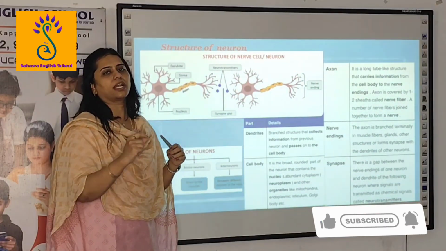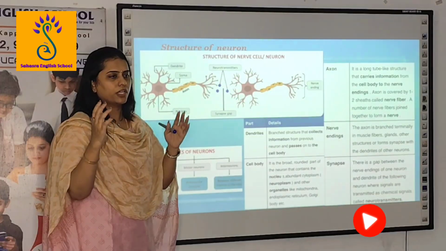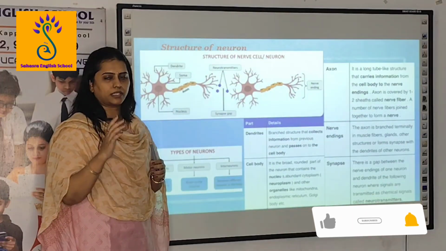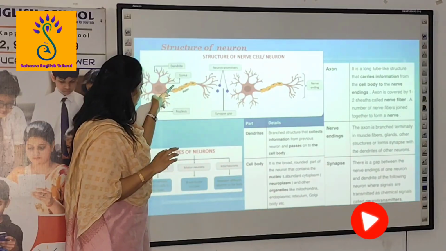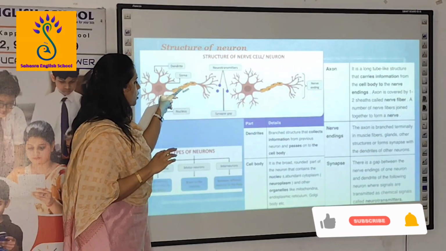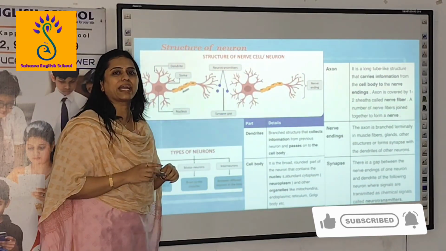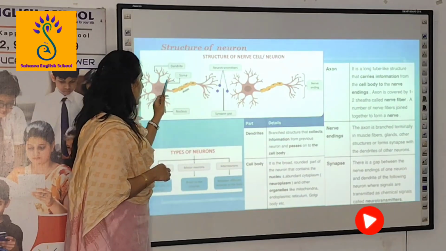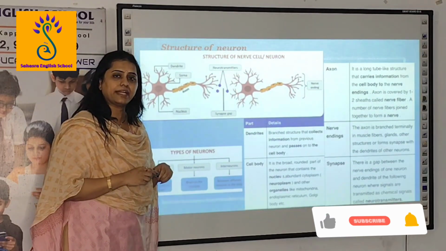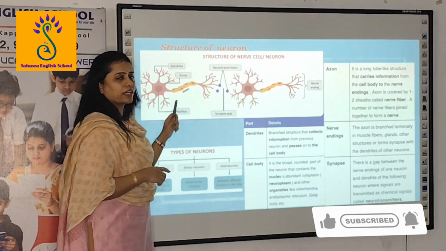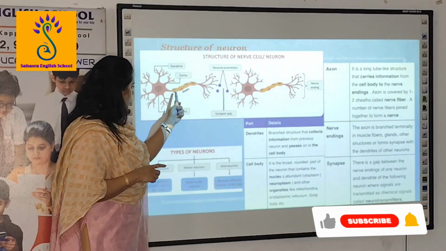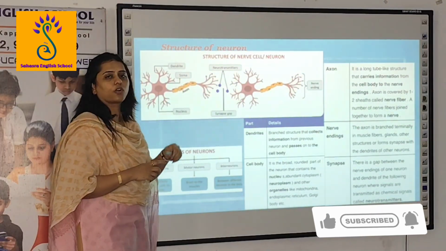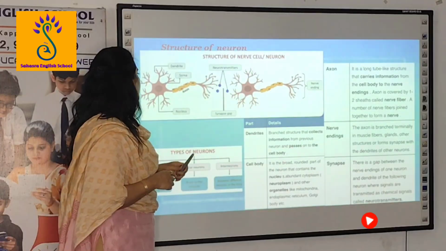The axon, the actual axon, is called the nerve fiber. When all nerve fibers are connected, it is called a nerve. The axon may be covered by one or two sheaths, called the myelin sheath. When it is covered with myelin sheath, it is called a myelinated neuron. When it is not covered, it is called a non-myelinated neuron. The gaps over here are called nodes of Ranvier.